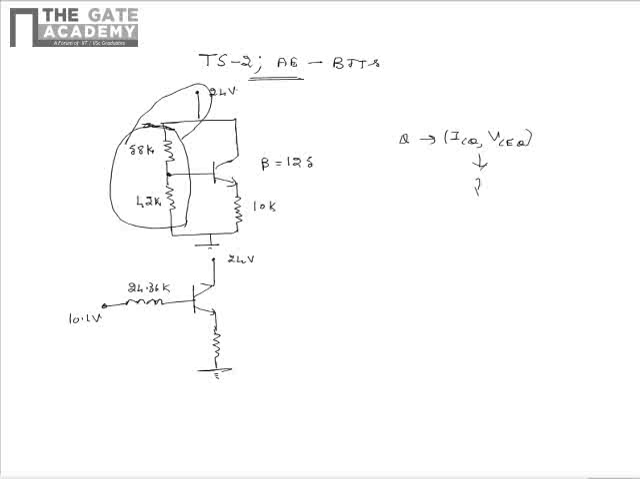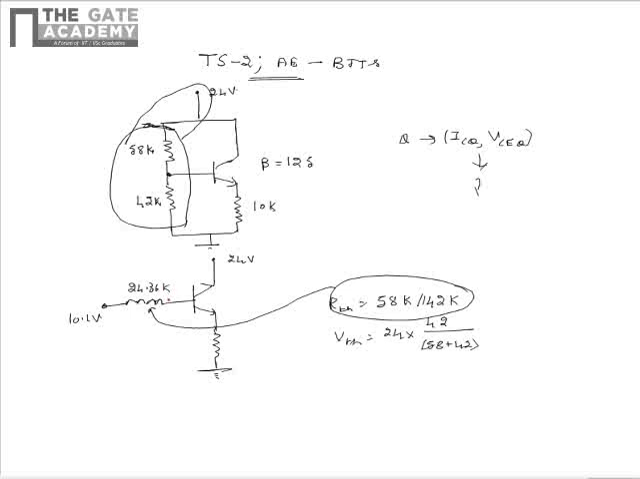This is because Thevenin's resistance is 58k in parallel with 42k and the Thevenin's voltage is 24 multiplied by 42 divided by 58 plus 42. The top one, which is the Thevenin's resistance, gets evaluated to 24.36 k ohms and the bottom one, which is VTH, gets evaluated to 10.1 volts.